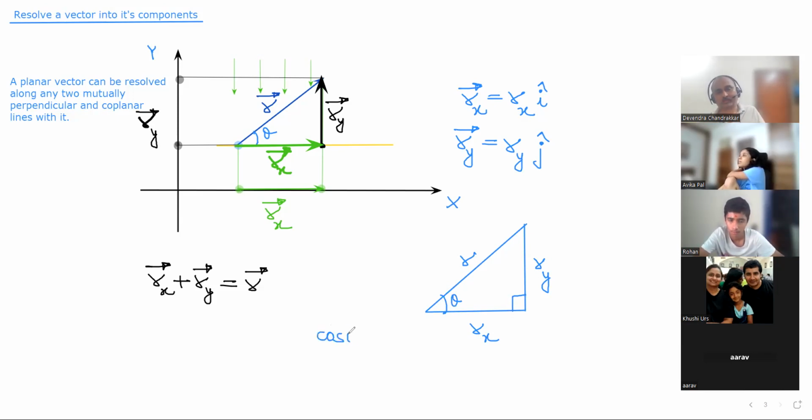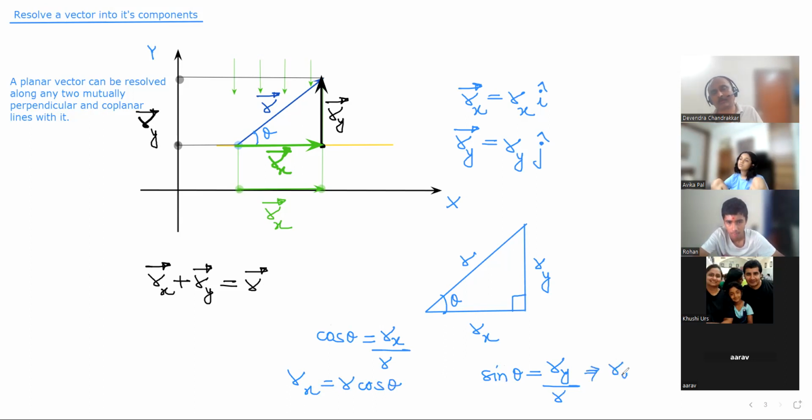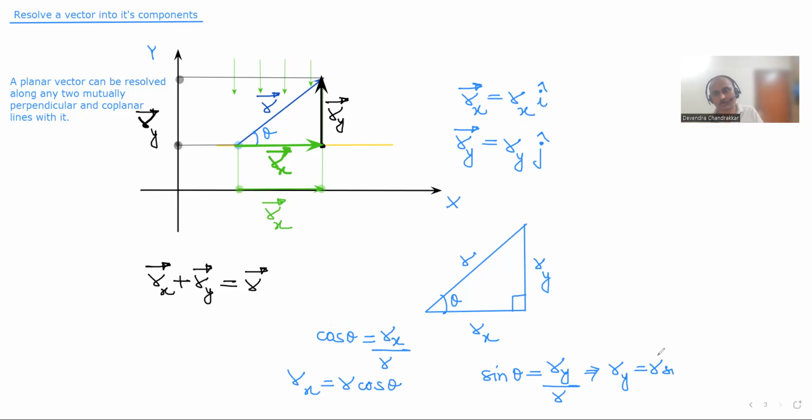So what is cos theta? Those of you who understand trigonometry, this is Rx over R. And what about sin theta? Sin theta is Ry over R. So from here I get Rx as R cos theta, and from here we get Ry as R sin theta. Understood or not?